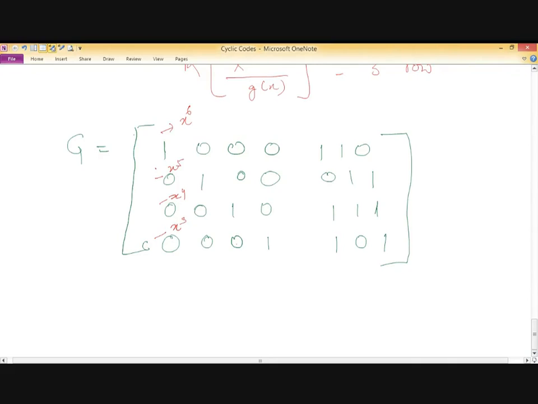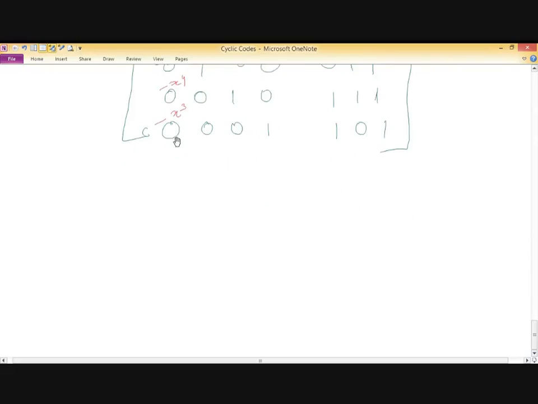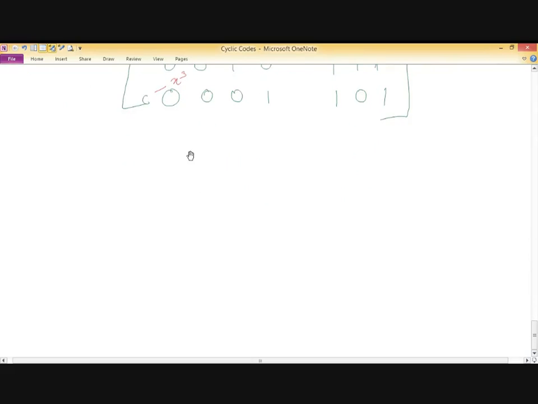Okay, till now is it clear? जनरेटर मैट्रिक्स कैसे बना सकते हैं? जनरेटर मैट्रिक्स बना सकते हो तो एच मैट्रिक्स भी बना सकते हो. If you can find the generator matrix, can you find the parity check matrix? Can you find the parity check matrix? Yes. Okay, so this was about our first part.